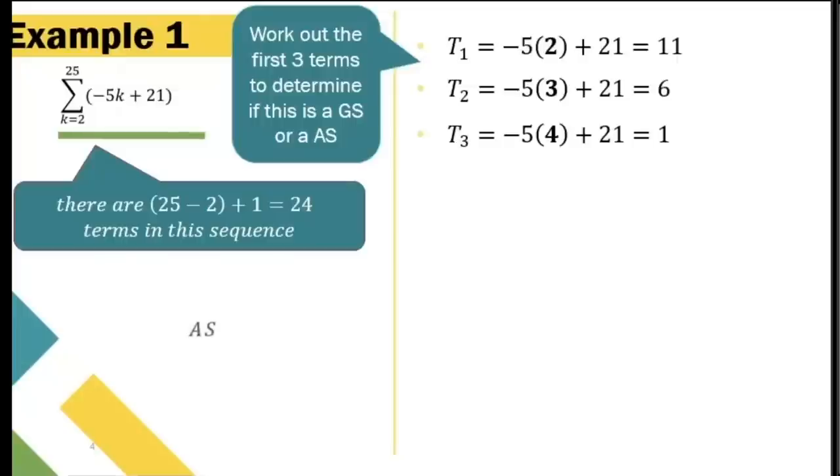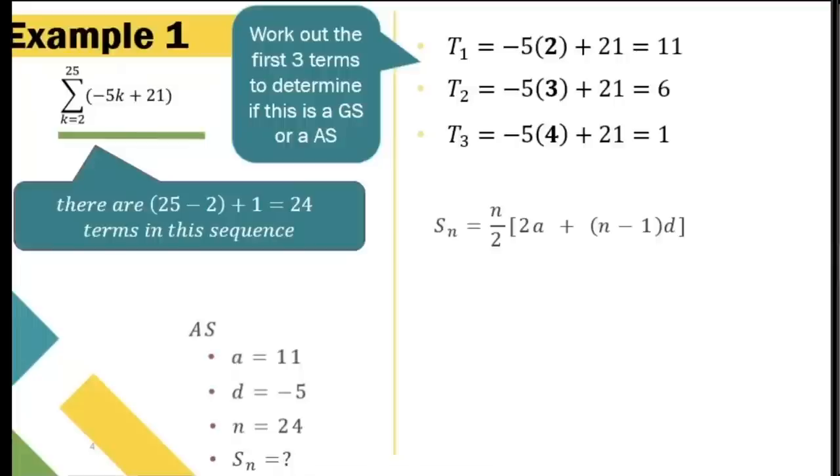So now I know that. What is my A value? What is my first value in my arithmetic sequence? What is my D value? A is 11. D, what's my constant difference? Negative 5. What do I need to calculate? Sigma means I need to calculate the sum. What did we say n is? For how many terms? For 24. So I must get the sum now. I know the sum formula for an arithmetic sequence. Sn equals n over 2, brackets 2a plus n minus 1 times d.